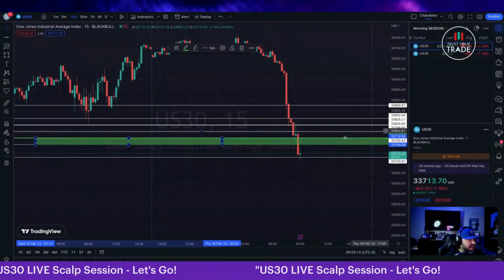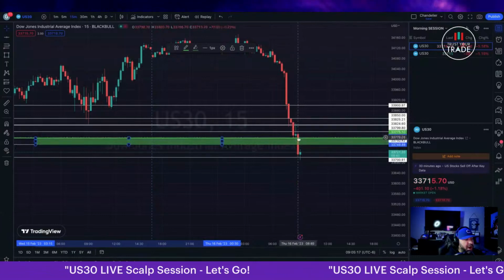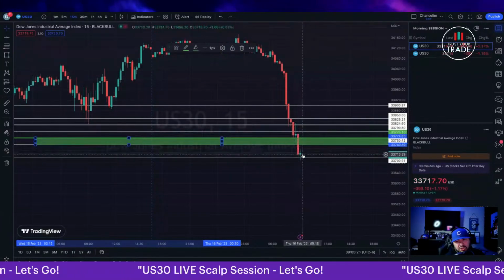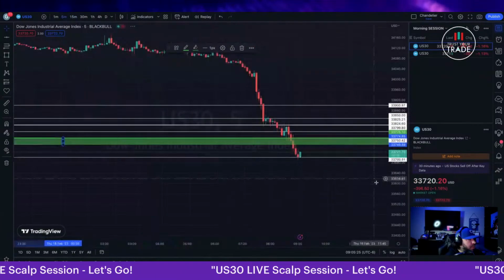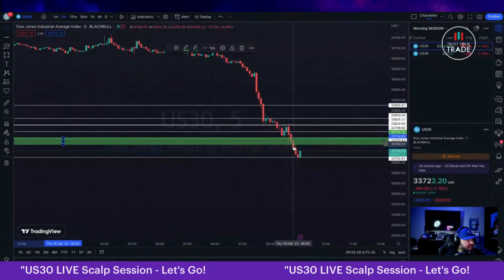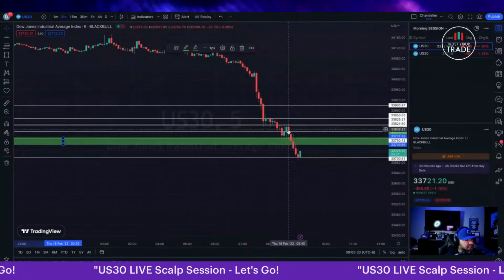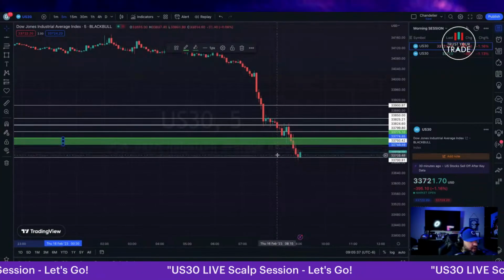Obviously, she did make that move about 15 minutes ago. So we're just waiting for her to pull back up, because over the last 15 minutes, she's had a fall. Look what's happened over the last 20 minutes. She's literally just dropped. So we're waiting for her to pull back up into this area.